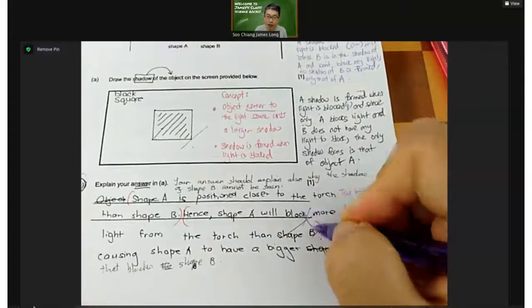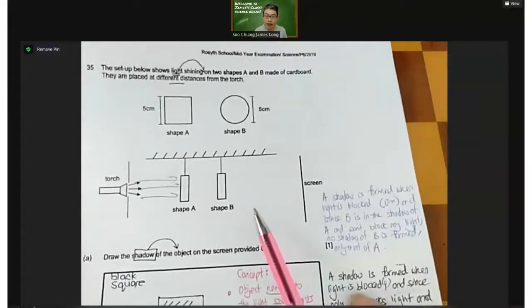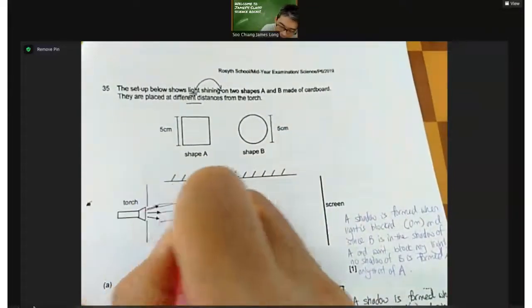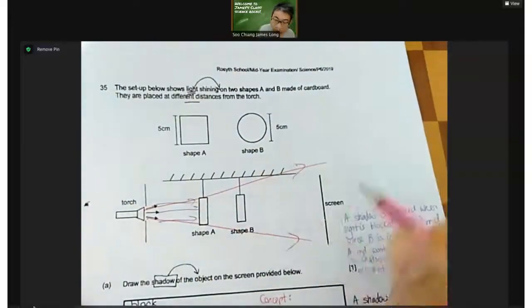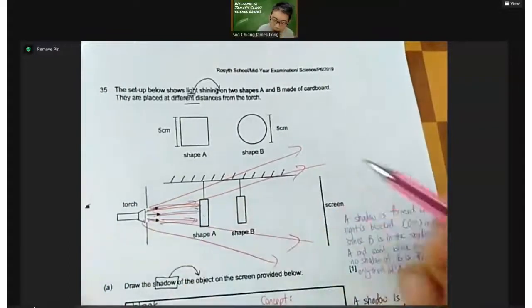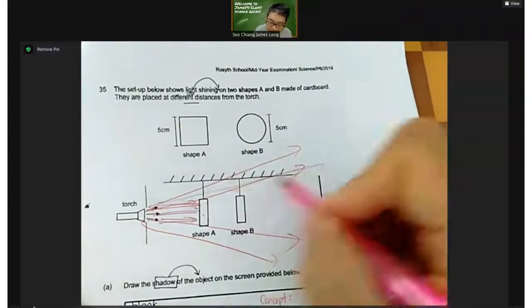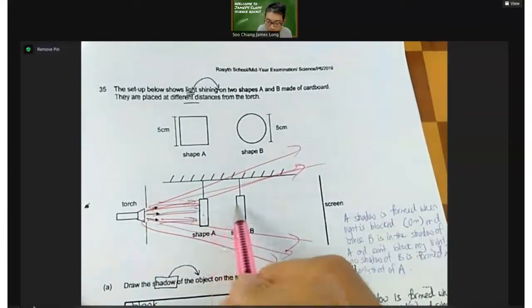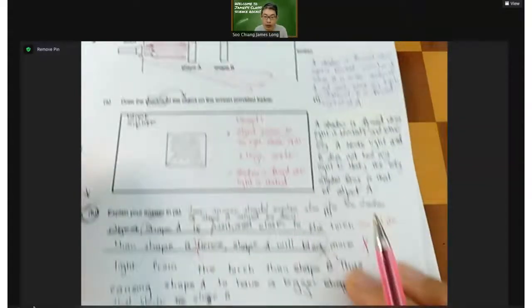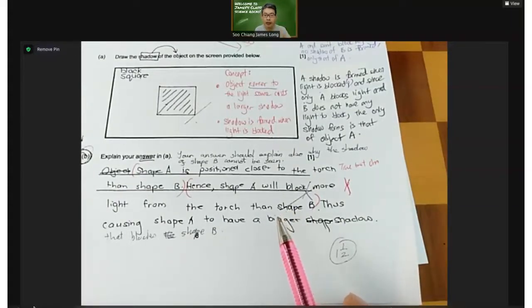I wouldn't agree with this, because shape A blocks all the light from the torch, not more, it's all of it. As you can see here, light can go past here, but all the light that shines in this direction will be blocked. B does not get any light to block at all. The light that goes above it, yes, there's light that goes below it, but there's no light that goes in front of it. So I do not agree that this is correct, because A blocks all the light from the torch that shines towards it. So B doesn't have any light to block.